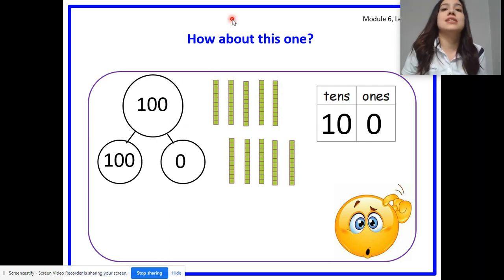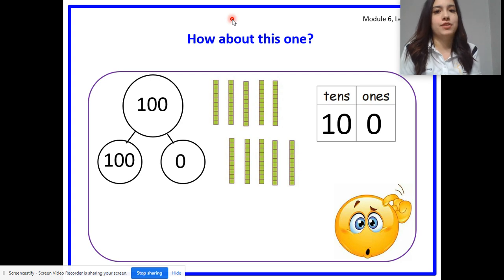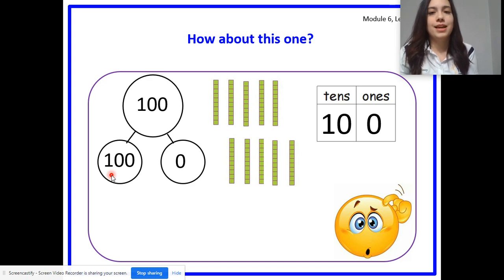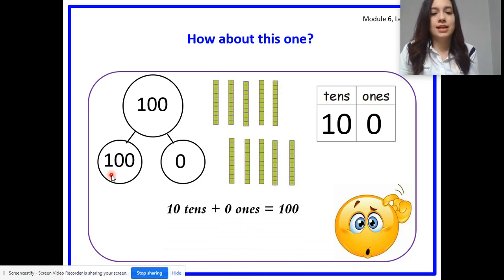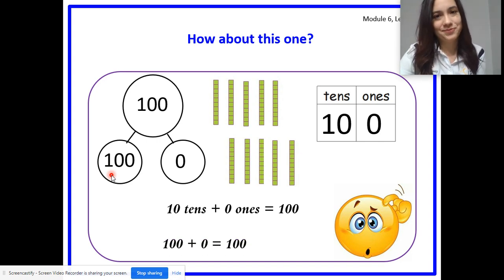So let's say the addition number sentence out loud first. Starting with 100, we're going to say it the regular way. Get ready? Yes, 100 plus 0 equals 100. So you should have 10 tens plus 0 ones equals 100, and 100 plus 0 equals 100.